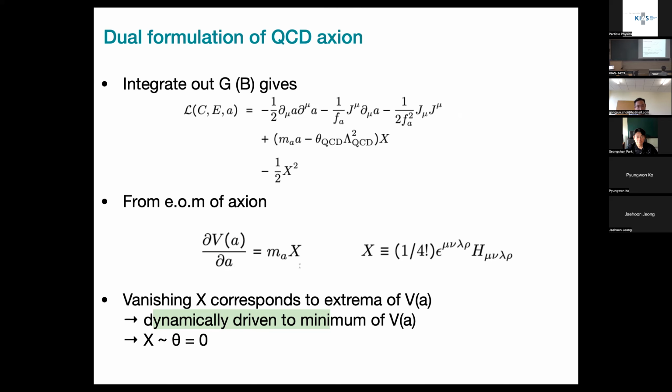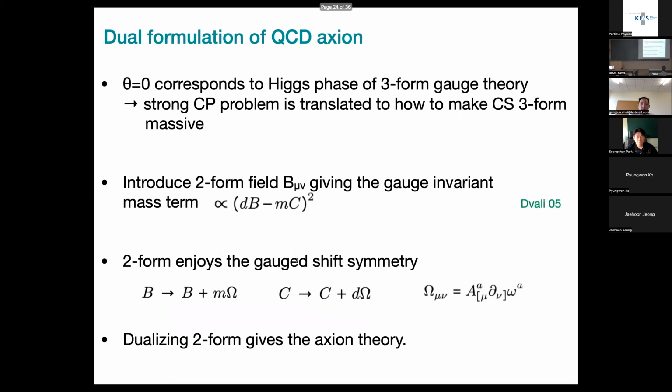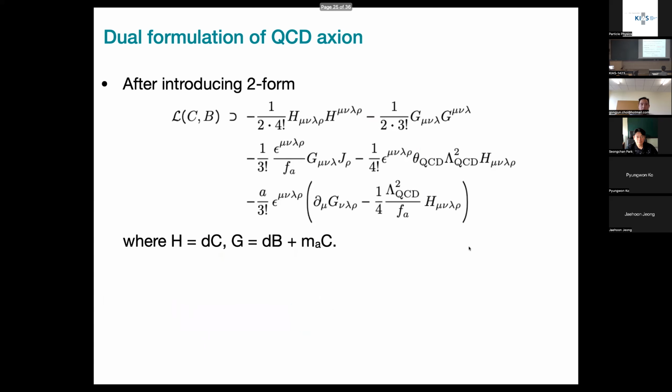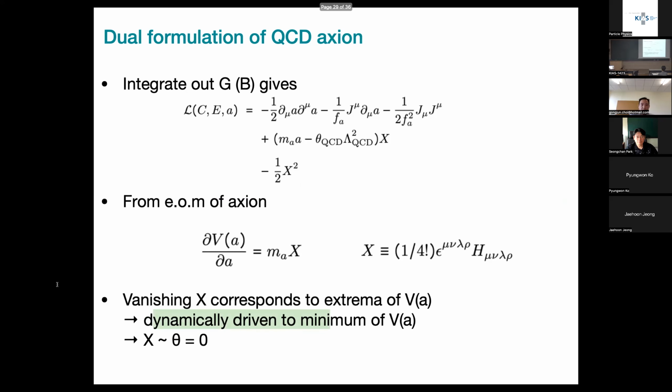So this being zero means x vanishes. What does it mean? This x, the field strength of the three-form, the constant three-form, was nothing but the F F-tilde, the theta parameter. So therefore, here you can see that the global minimum gives you vanishing x, therefore vanishing theta. So this is how the QCD axion is understood in the dual formulation.